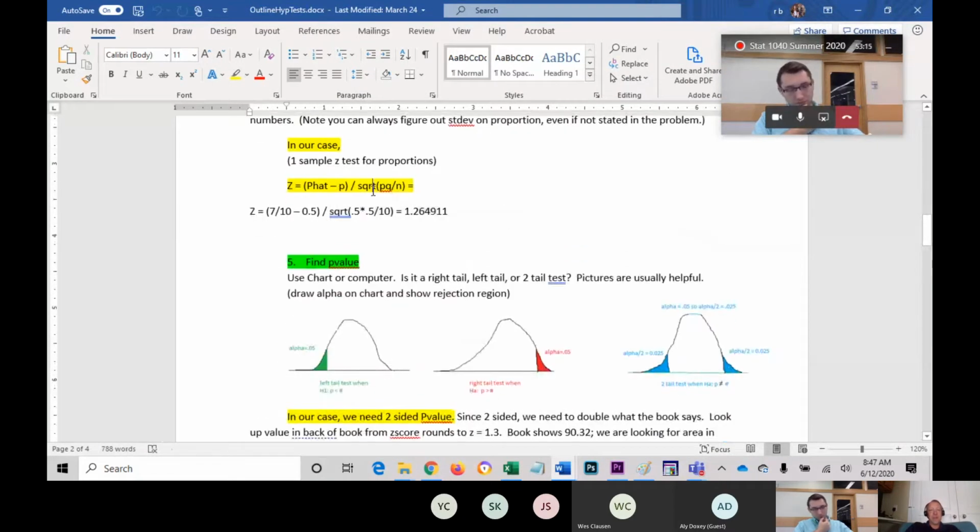Once you've got your z-score or your t-score or your chi-square score, you need to find the p-value. This is chart or computer. We're not going to do the computer, though. We're just going to do the chart, okay?